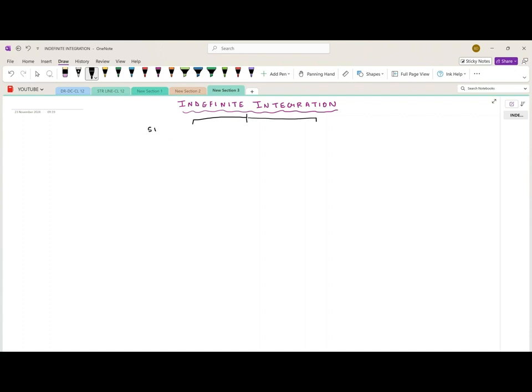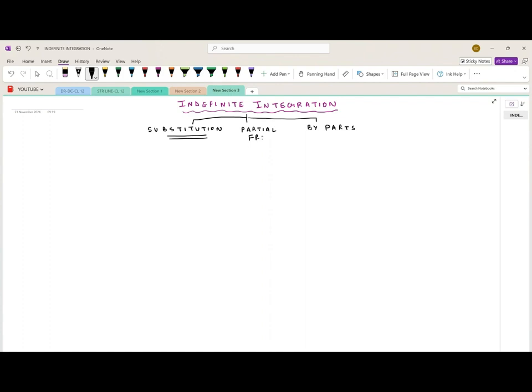One is substitution, then you have partial fraction, and then by parts. So I believe, based on your inputs, that this is the portion that is creating the most problems. Before starting with substitution, let me tell you one thing: there are a vast variety of sums on substitution, so you really, really need to practice.